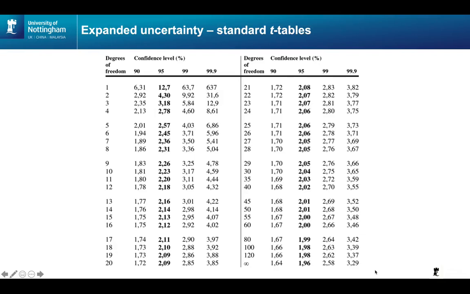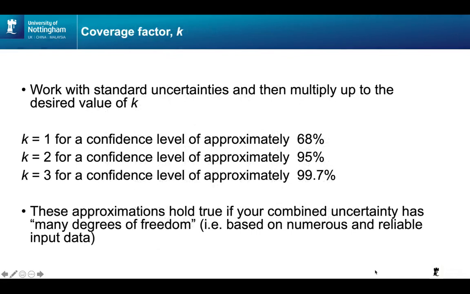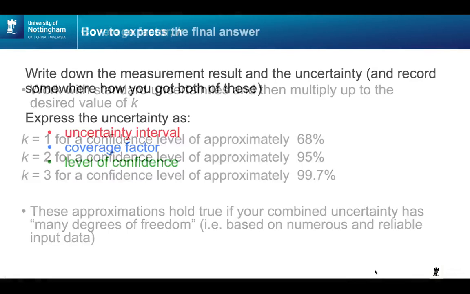But with these tables, you can use your Welch-Satterthwaite, calculate your degrees of freedom, then look up your value at 95% if that's what you're asked to quote, and it will give you that k factor, which you multiply by your combined uncertainty. So that's just summarising that: for k equals 1, approximately, of course, this is for infinite degrees of freedom, it's about 68%, k equals 2, 95%, k equals 3, 99.7, etc. Of course, those are approximations.